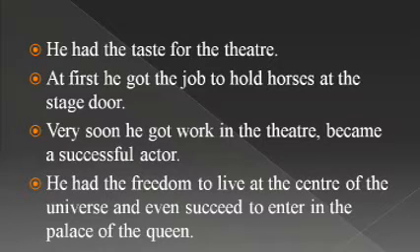When he reached there, at first he got the job to hold horses at the stage door. After that, he got work in the theatre. At first he worked outside the theatre at the stage door. Later he got the work in the theatre. After that he became a successful actor. We can see that he had the freedom to live at the center of the universe. He had the freedom to travel, to stay anywhere he wanted. Finally, he also succeeded to enter the palace of the queen because he was very famous for his works. So he got the direct entry in the palace of the queen.